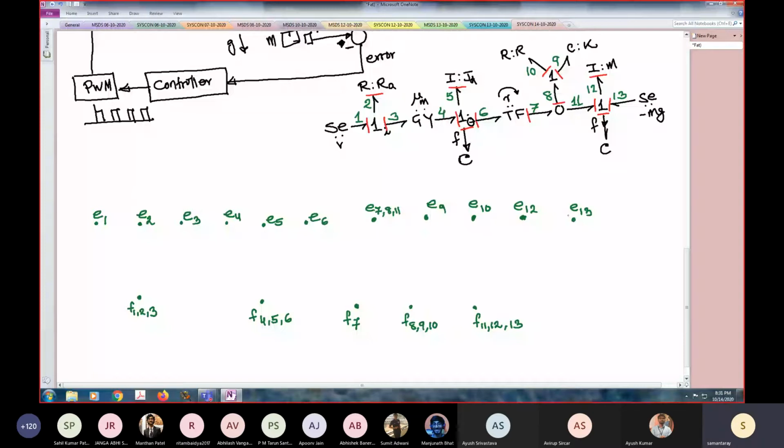Is it clear to everybody how these nodes are created? Somebody answer. Sir. Yes, sir. It's clear? Okay. Let me see how many people are there.